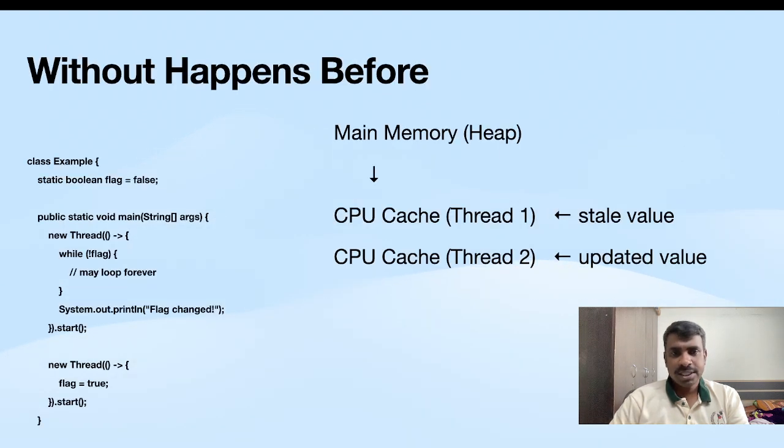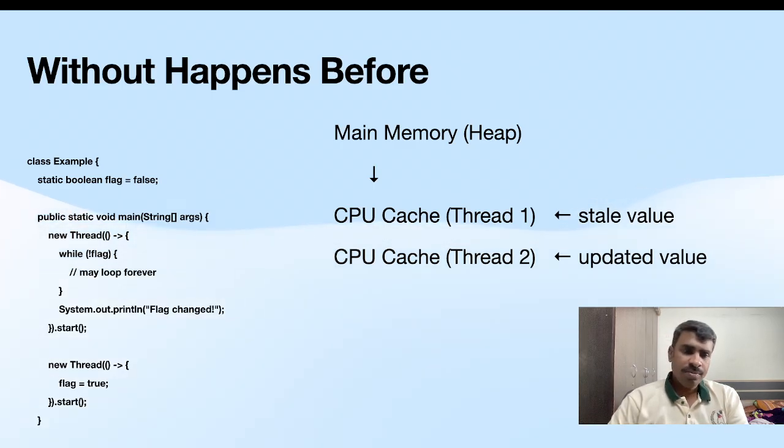First I will demonstrate the issue without happens before. When we are running this program, we have a main memory and heap memory, right? We will have CPU cache for thread 1 as well as for thread 2. Thread 1 is having the stale value, thread 2 is having the updated value. Means thread 1 is not getting the updated value.